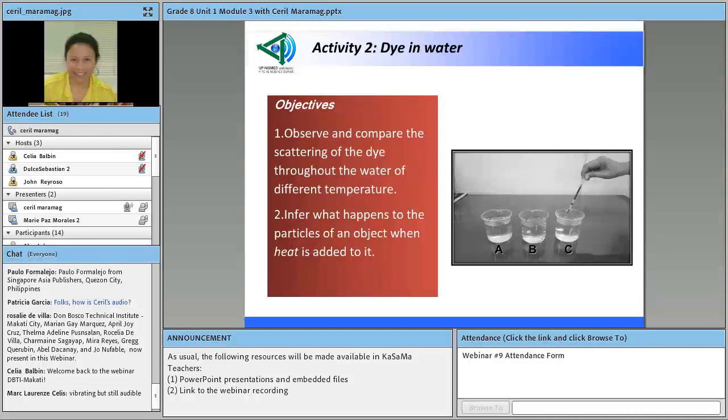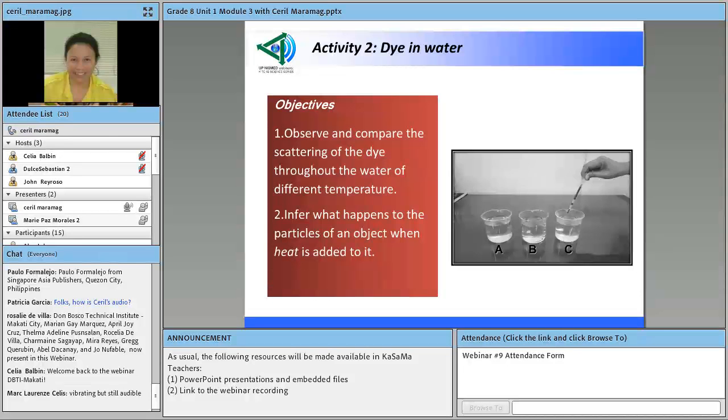So how do we now compare kinetic energies of the particles of the water as well as the dye inside the 3 containers? Where is the kinetic energy of the particles greater? Of course, in the hot water. So you can now ask the students to describe, based on your post-activity discussion, the relationship between the temperature of the material or substance and the kinetic energy of the particles. Again, let me emphasize, temperature indicates a measure of the kinetic energy of the particles.